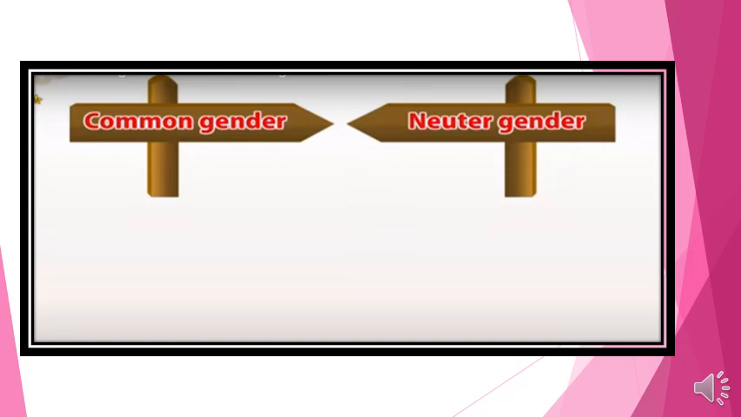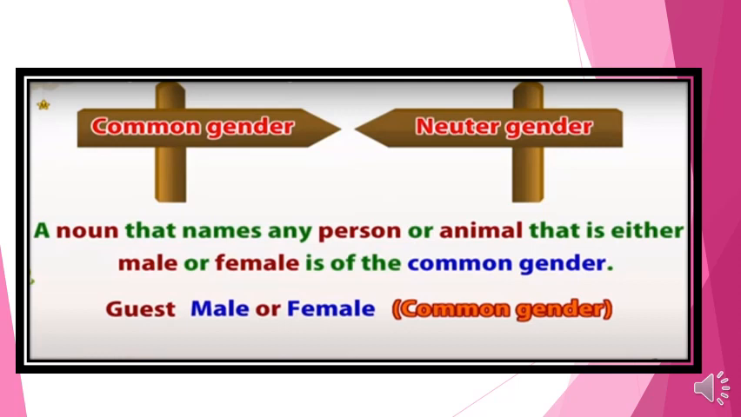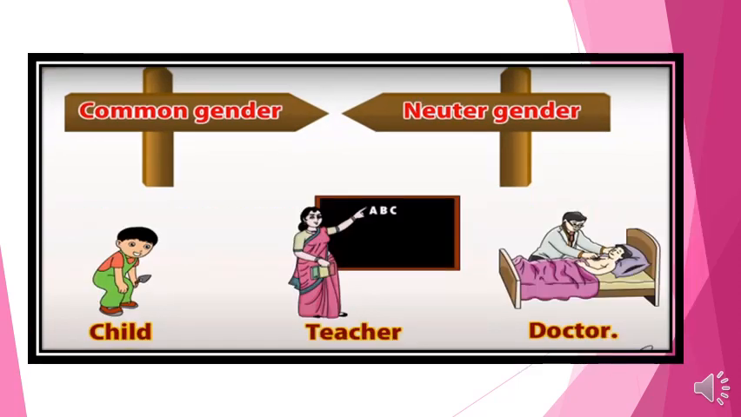Now come to common gender and neuter gender. I'm going to explain the difference between common gender and neuter gender. A noun that names any person or animal that is either male or female is of the common gender. Guest, male or female. So a guest can be a male or a female. So if your aunt or uncle comes to your house as a guest, you can say that they are common gender. Here are some examples of common genders. Child, teacher, doctor.